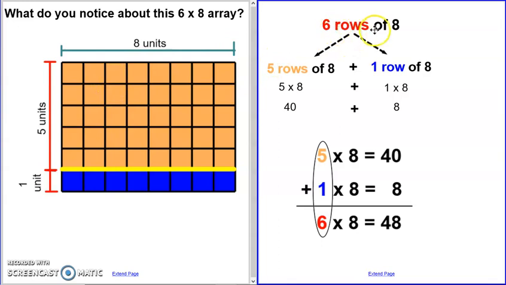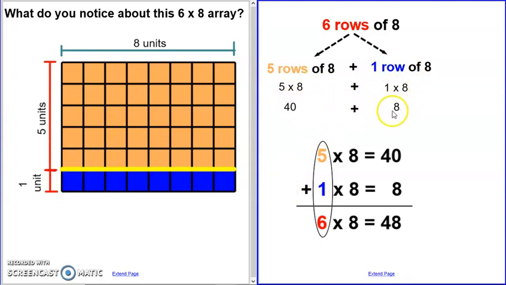So first of all, I broke my 6 rows apart with this yellow line. I broke it into 5 rows on top, and of course the number in each row doesn't change at all. So the top part has 5 rows with 8 in each, 5 rows of 8. I know that 5 times 8 is 40. Well then, that's not 6 times 8 though, that's only 5 times 8. So what do I need to do? I have 1 more row of 8.